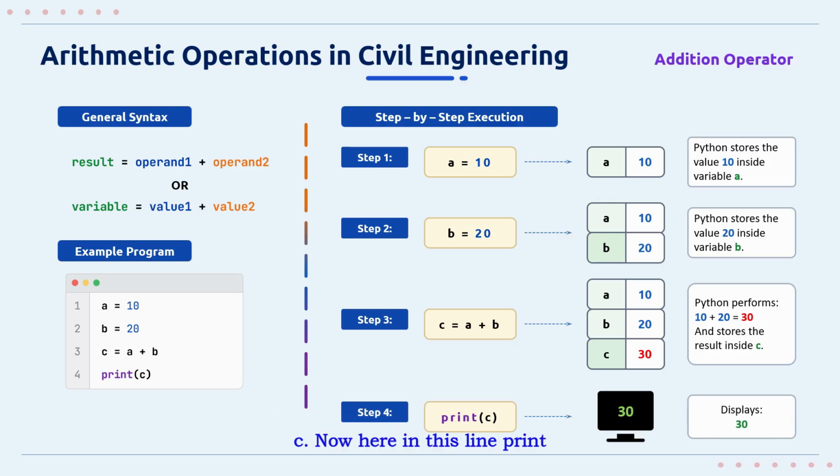Now here in this line, print C, this is one of the most commonly used statements in Python. It tells Python to display the value stored in the variable C on the screen. Here the variable C contains the value 30. So the print function displays the value 30. Notice one important thing, Python always works with the value stored inside the variable, not with the variable name itself.